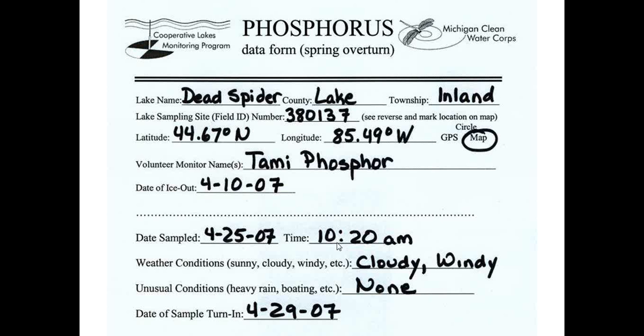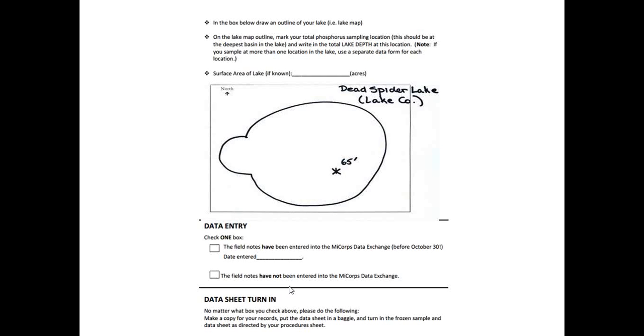There's a spot to put the time and wind conditions, etc., and when you turn it in. And then the back of the data sheet looks very similar to the Secchi. It has, once again, a place for you to enter if you've entered this information into the data exchange or if you haven't. And this data sheet, you don't need to put in the mail because you will turn it in with your frozen sample.